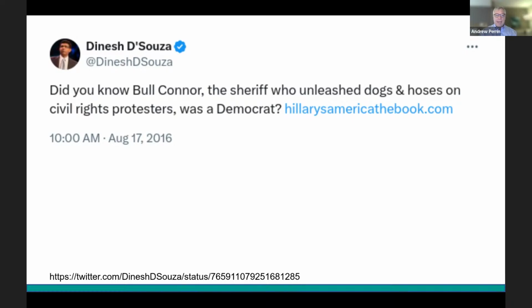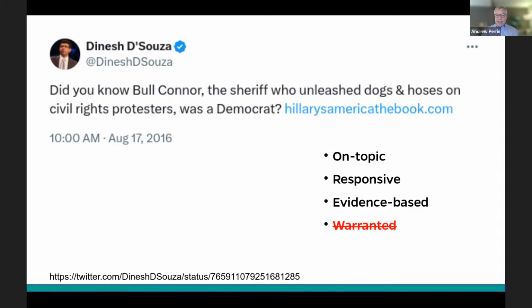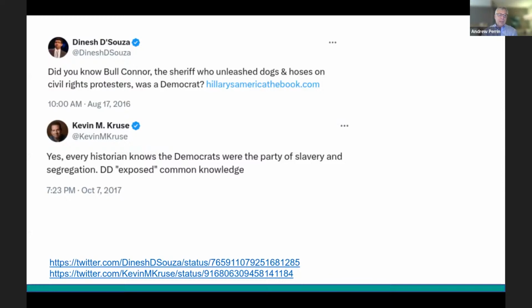So it's on topic, in the sense that it's about something people are debating about. It's responsive. It actually responds to the idea that the Democratic Party is the more pro-civil rights party at this point. It's evidence-based. It presents what is a true fact. But it doesn't get at warrant, and it's not explicit as to how people should interpret this fact.